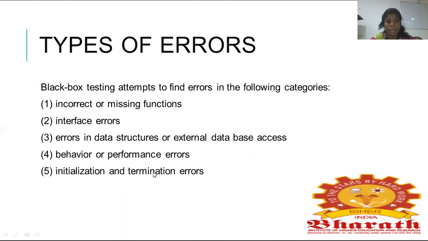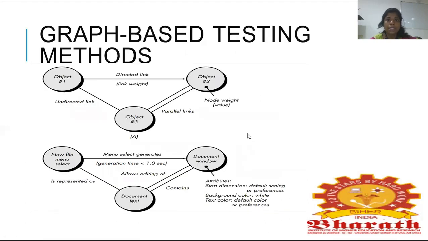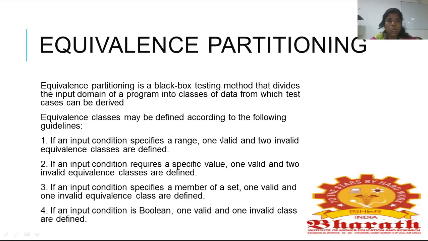What are the general types of errors we'll have? We'll have missing functions, interface errors, errors in data structures, behavior or performance errors, and initialization and termination errors. This is graph-based testing for black box testing. We have a directed link. First, as I said, for each and every object, you should calculate the link weightage. Once the link weightage is calculated, you should have the attributes and functions. Next, we check for equivalence partitioning.